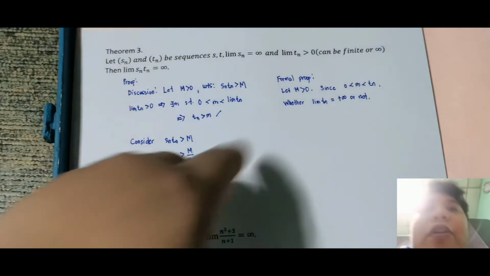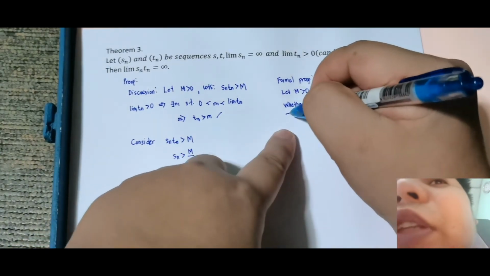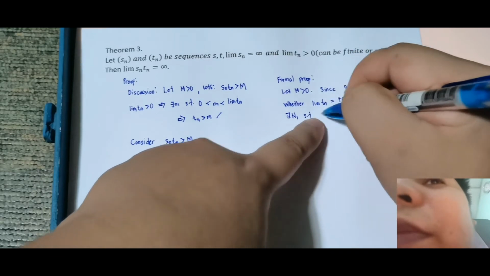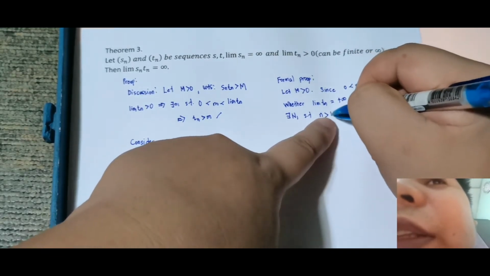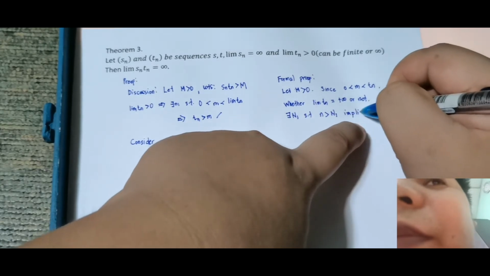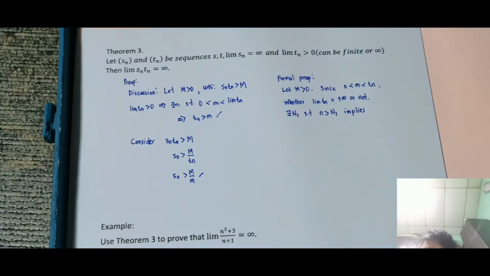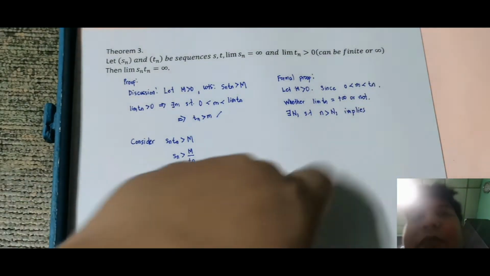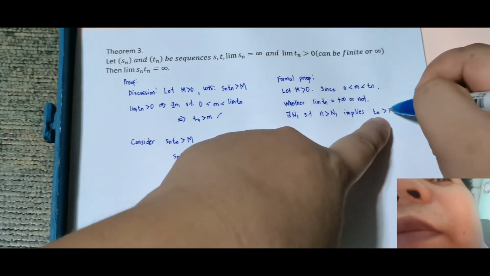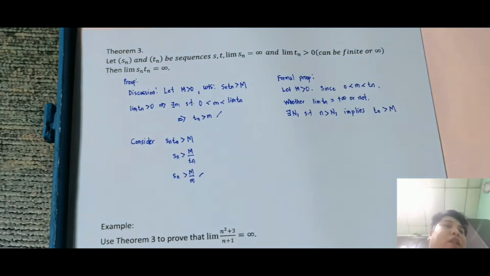Okay? Sure pa rin ako na may mag-i-exist na N dyan, pero hindi ko gagamitin N. Gagamit ako N sub 1 such that n is greater than N sub 1 implies, ano ibig sabihin na implies yan? Implies that t sub n is greater than M. So, definition lang ng divergent sequence, o positive definition lang ng sequence diverging to positive infinity.